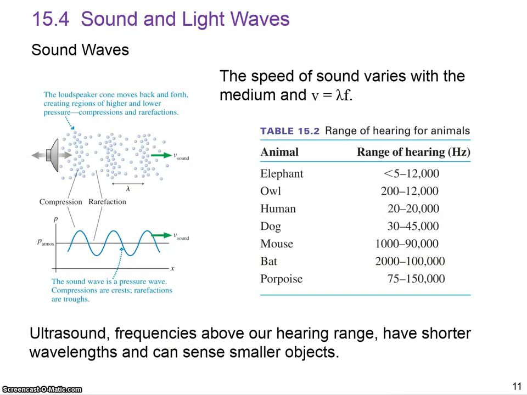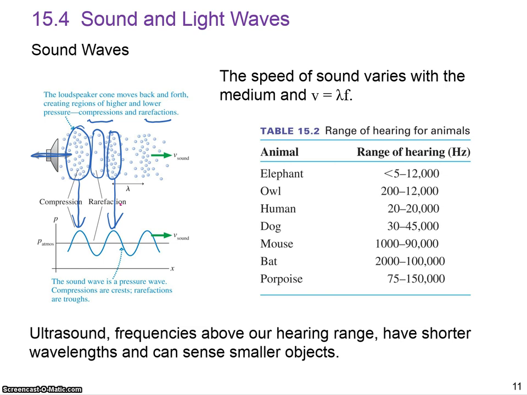This slide is on sound, and then the next slide is on light waves. So on sound waves, as we had before, the loudspeaker cone moves back and forth, shown here, and it creates regions of higher and lower pressure that we call compressions and rarefactions. So this would be a compression, and this is a rarefaction, compression, and so on. The compressions show up as the peaks on our waveform.